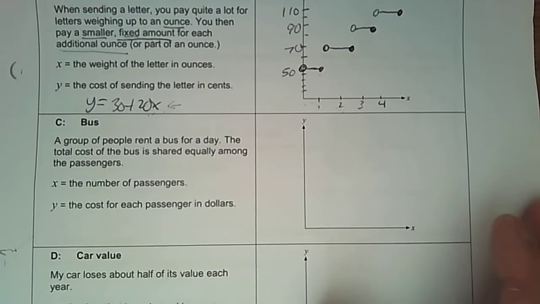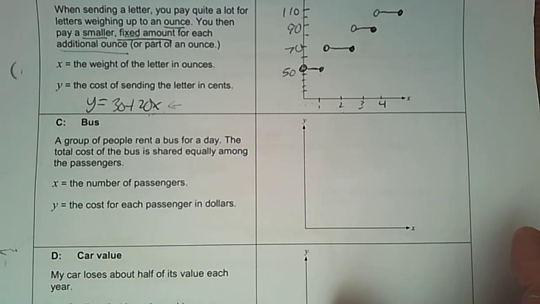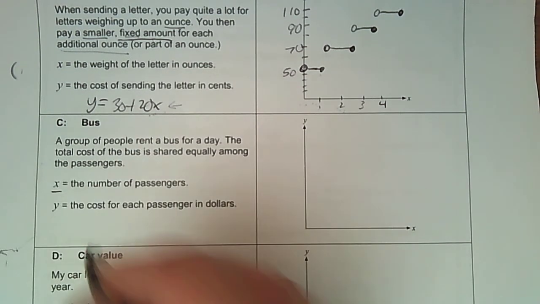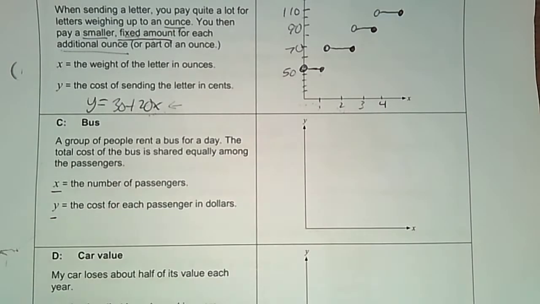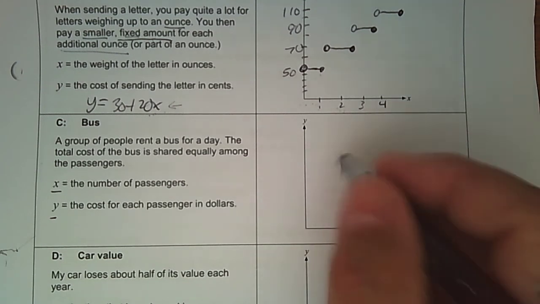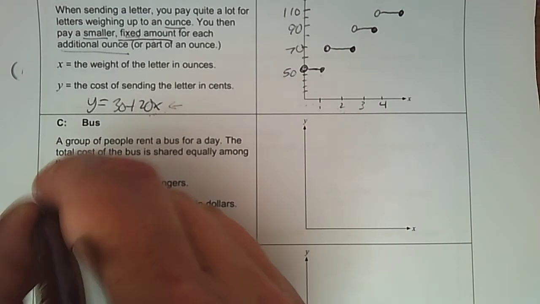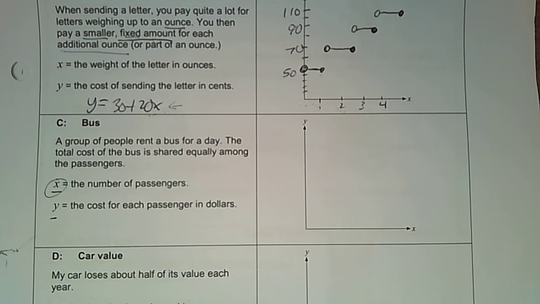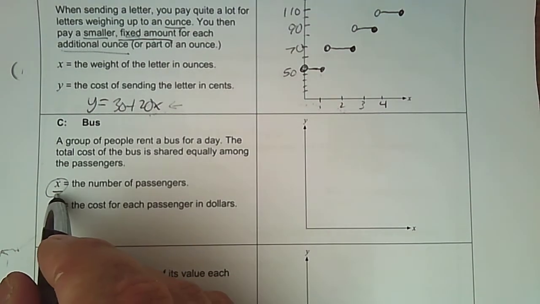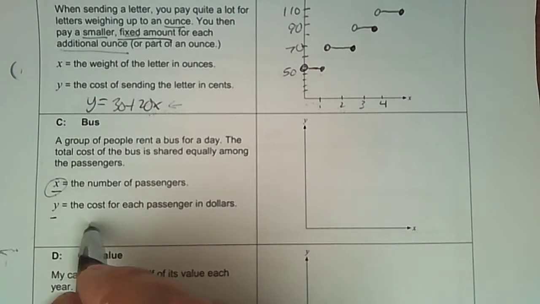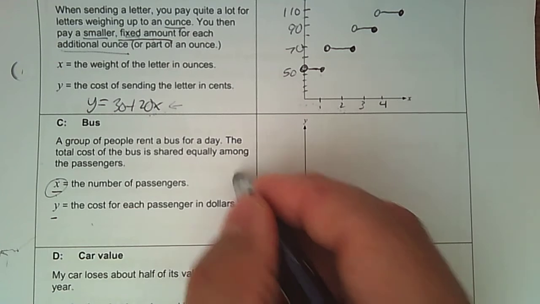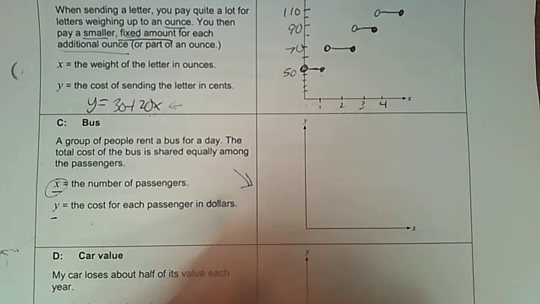So in part C, it says, a group of people rent a bus for a day. The total cost of the bus is shared equally among the passengers. And then we have X being the number of passengers and Y being the cost for each passenger in dollars. So to understand this modeling, if there's only 1 person going, it's going to cost a lot. If there's 10 people going and you share the cost, then the cost per person is going to go down. So this one is going to decrease over time.